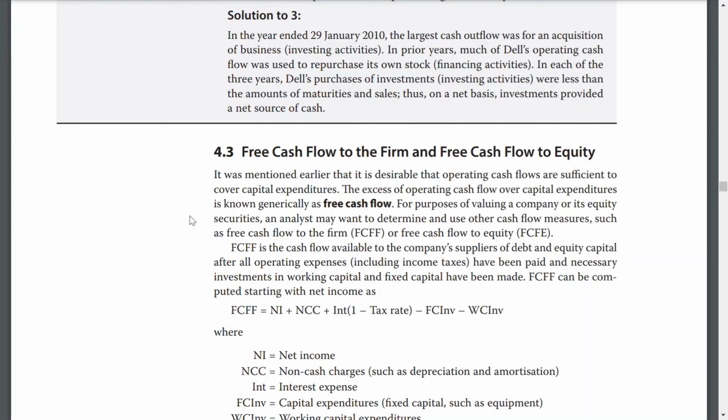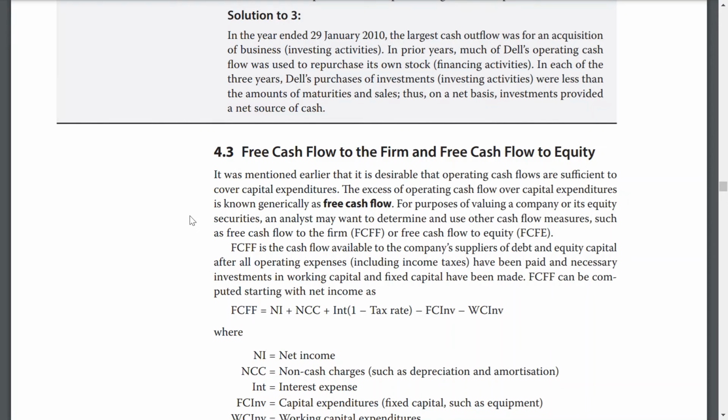For purposes of valuing a company or its equity securities, an analyst may want to determine and use other cash flow measures, such as free cash flows to the firm, FCFF, or free cash flows to equity, FCFE. FCFE is the cash flow available to the company's suppliers of debt and equity capital after all operating expenses, including income taxes, have been paid, and necessary investments in working capital and fixed capital have been made.